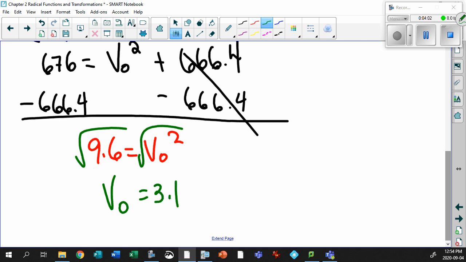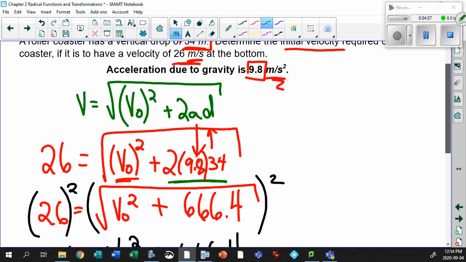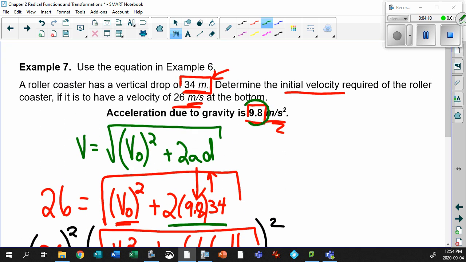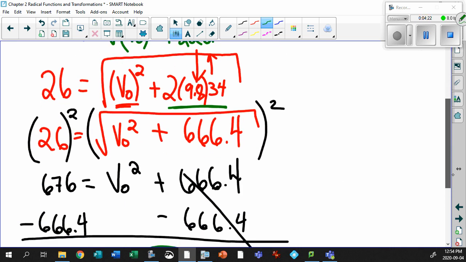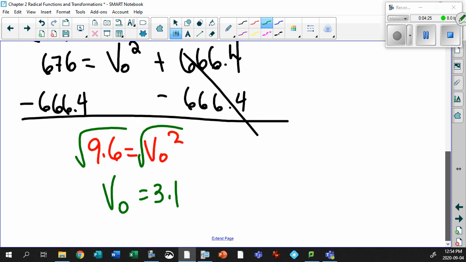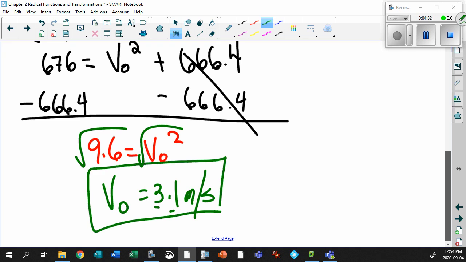But don't forget, go back to your question now and see a couple things. Talk to your science teacher and they'll tell you all about significant digits. If you look, all are 2, right? And this is, of course, in meters and meters per second. Now, look what you're trying to find. You're trying to find initial velocity. So this is 3.1. There's your significant digits and meters per second. You are done.